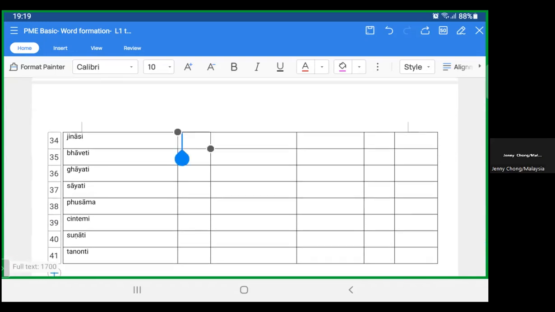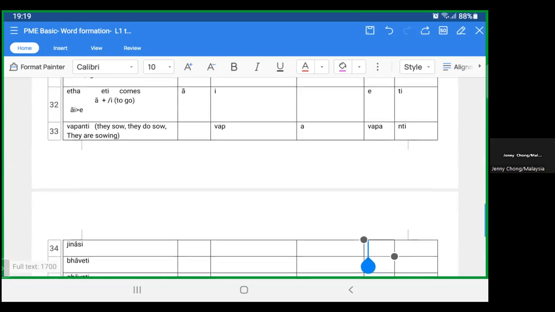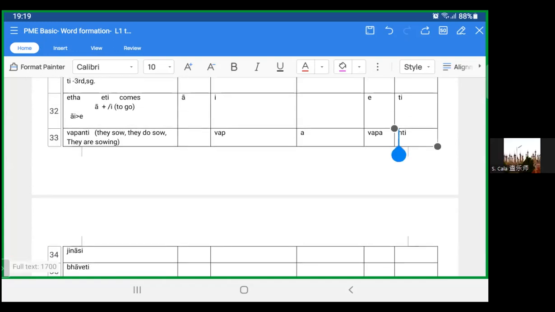Sorry, Saji. I think for number 32, the ending is ta, not t. It's ta, correct? Eta, the ending.